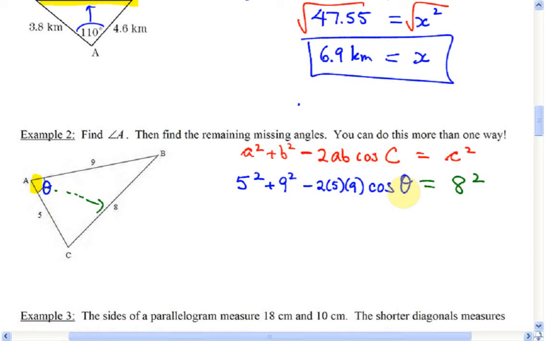And now let me show you how to actually calculate this, because this one's a little bit more messy and tricky on the calculator. Okay?